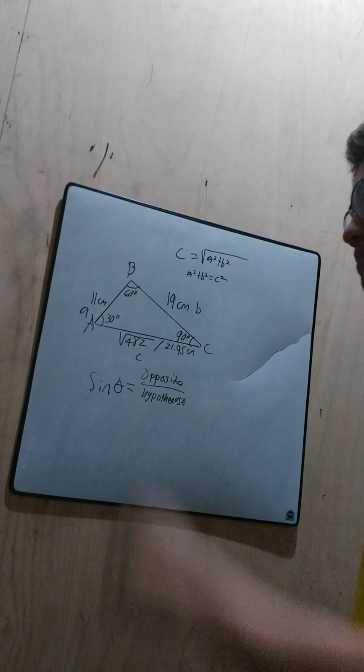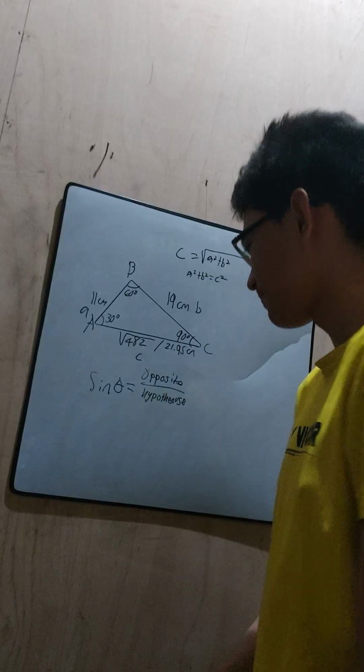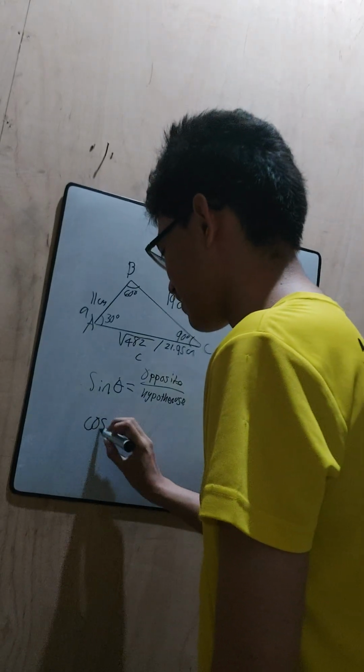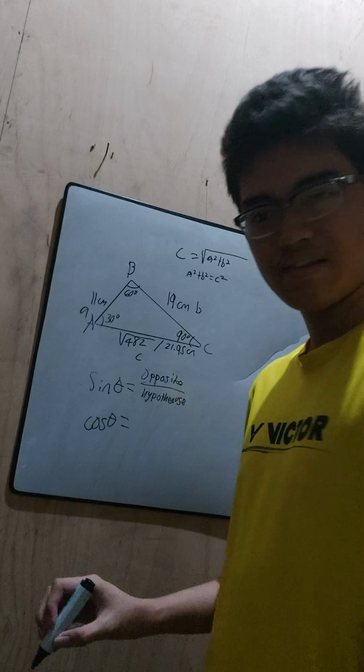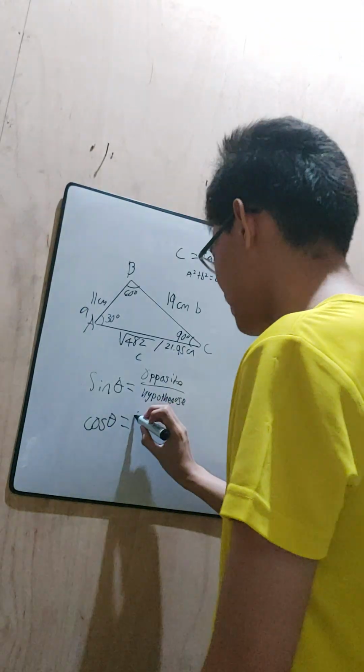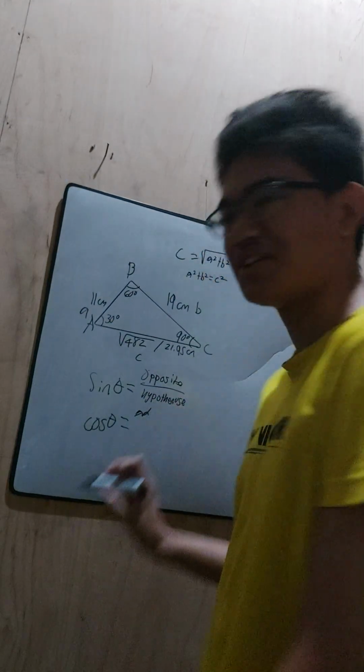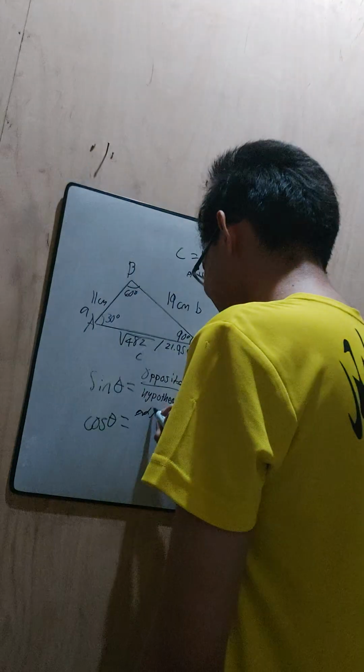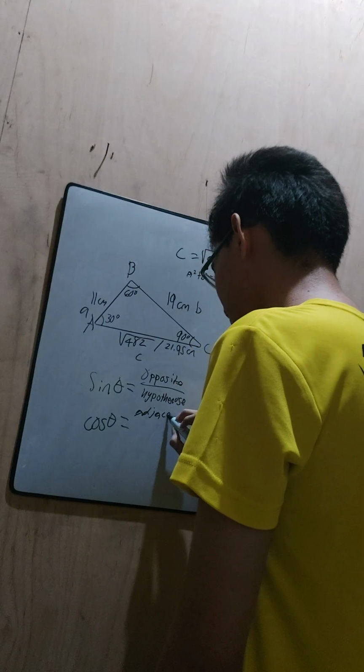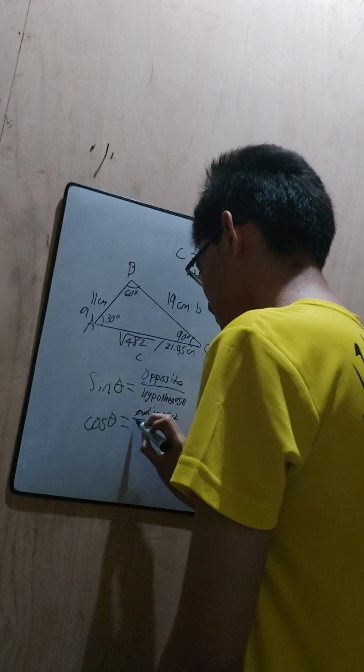I'm making so many mistakes now. Okay. What's our cosine? Cosine theta. Adjacent over hypotenuse. You thought I was going to say adjacent over adjacent, huh? Adjacent over hypotenuse.